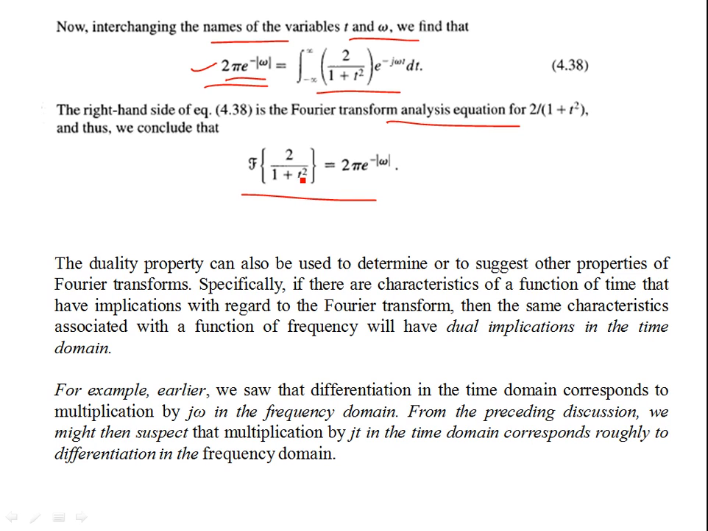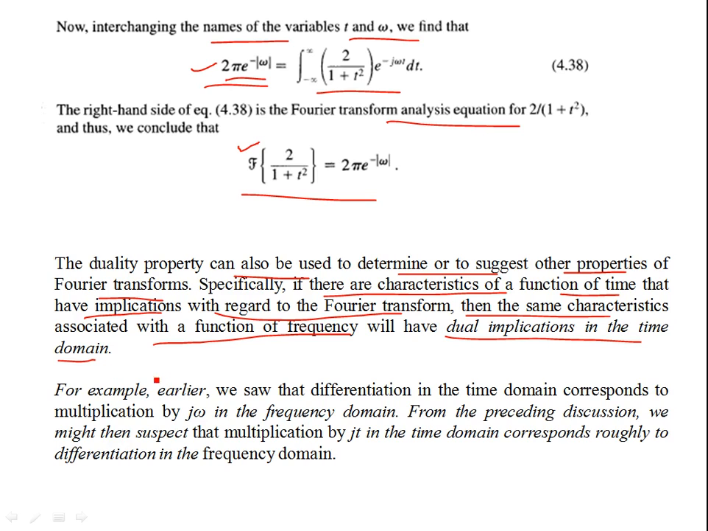That's it. We didn't have to go ahead and evaluate the Fourier integral for this function. We would have been lost in evaluating the integral and the mathematics involved. So you can use the duality principle to ease your analysis. The duality property can also be used to determine or suggest other properties of the Fourier transform. Specifically, if there are characteristics of a function of time, they will have implications with regard to the Fourier transform. Then the same characteristics associated with the function of frequency will have dual implications in the time domain.